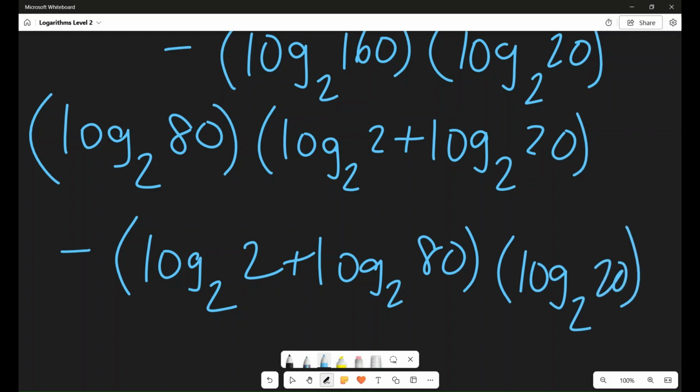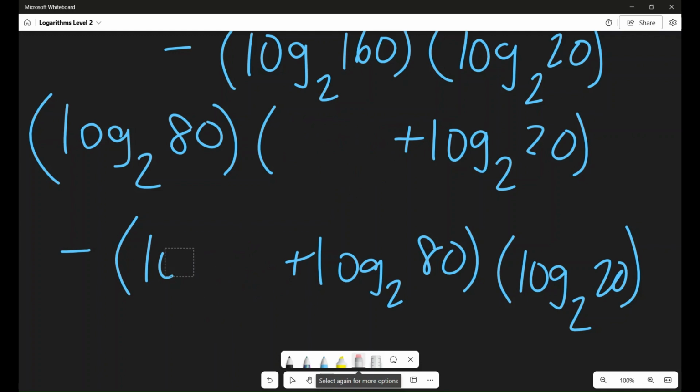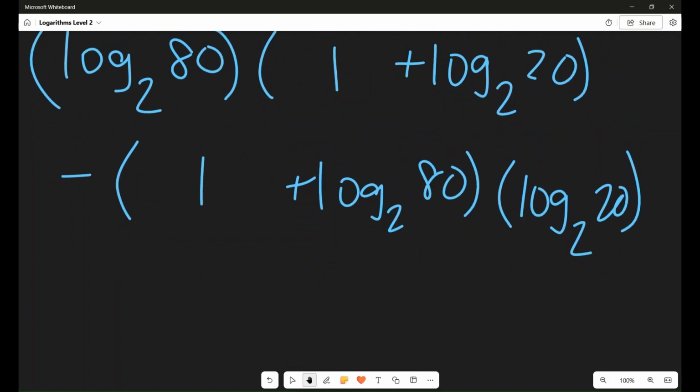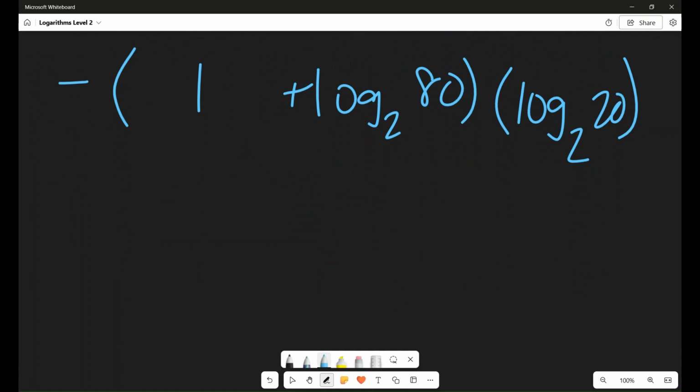Now what we notice here is we have this log base 2 of 2. We can actually get rid of that and replace it with 1, because log base anything of itself is 1. When we replace that with 1, we can expand it. This first one will give log base 2 of 80 plus log base 2 of 80 times log base 2 of 20, so we can write that in.